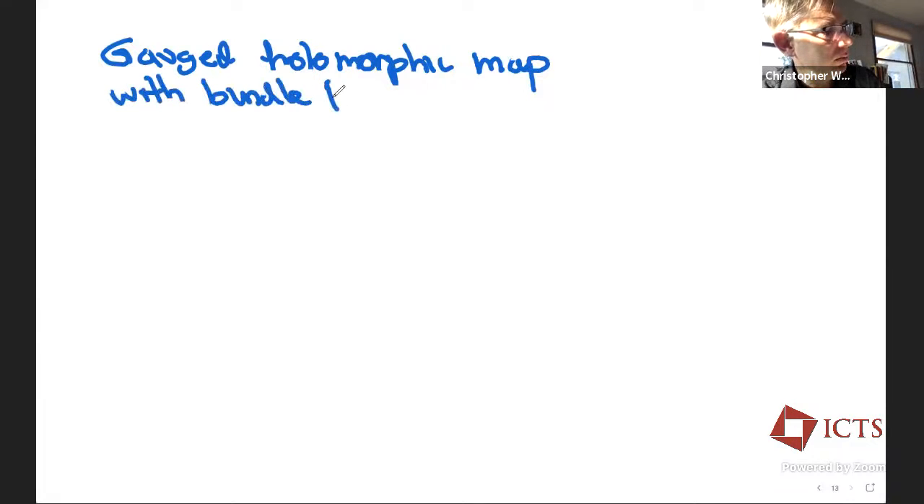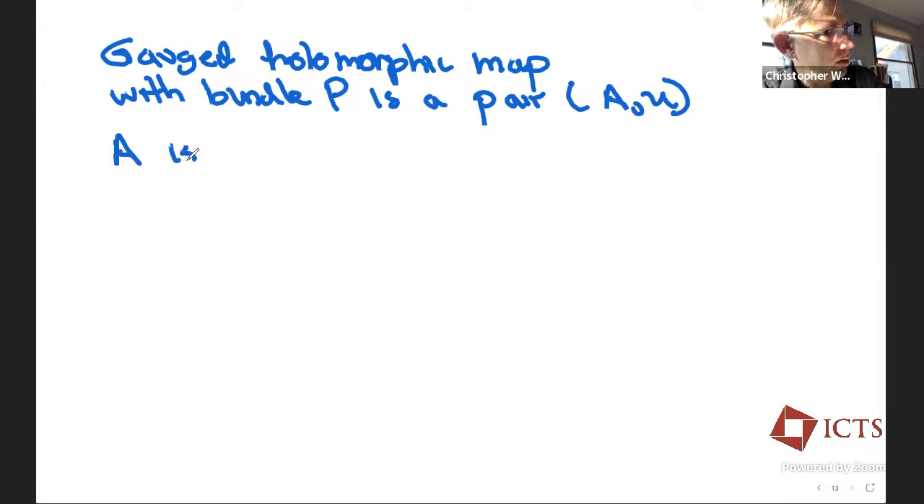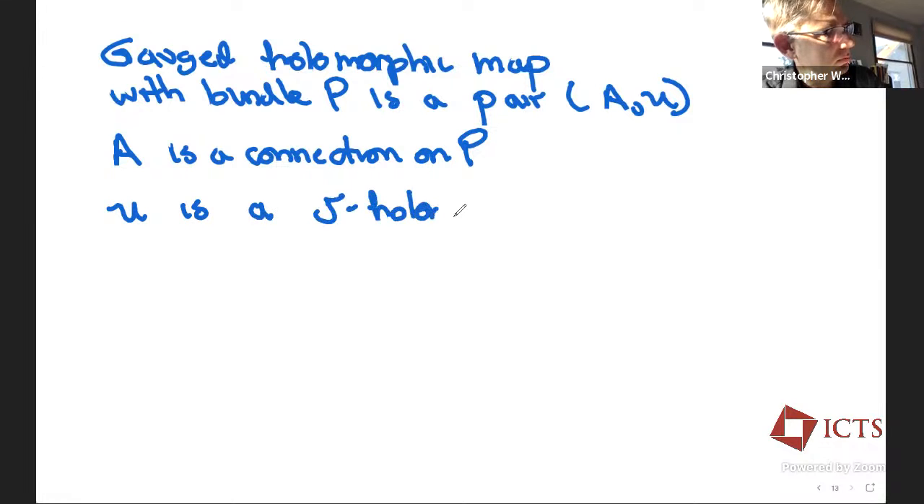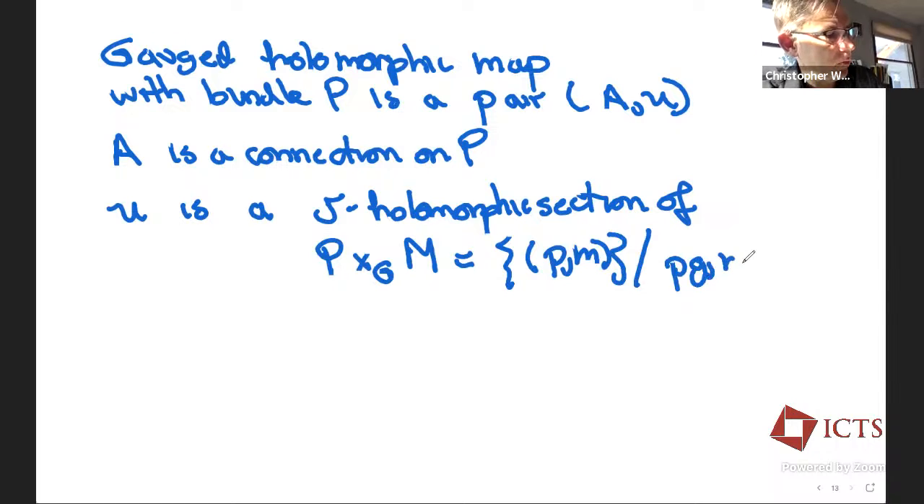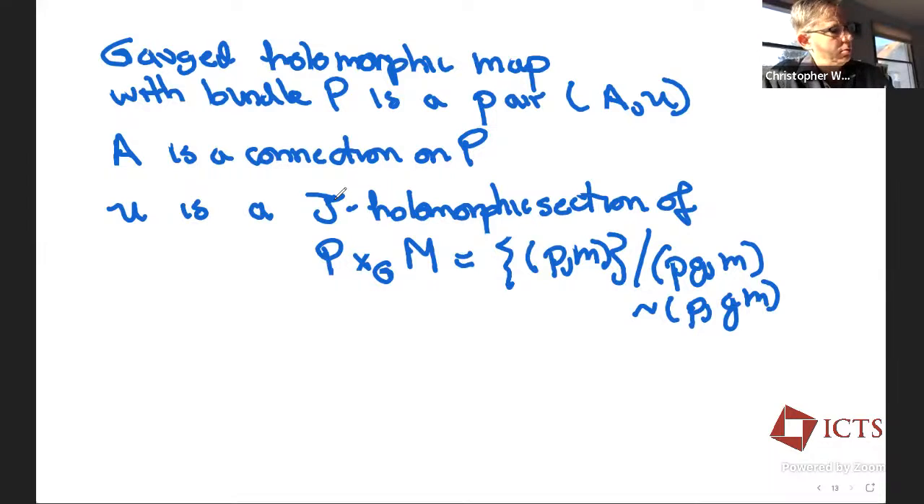Let's say the bundle P is the pair A comma U, where A is a connection on P, and U is the holomorphic section of the bundle P times G M. That means I take all of the P comma M's and I mod out by G, and I'm going to denote by H G of C M the space of such pairs.